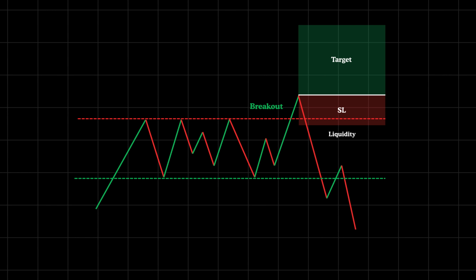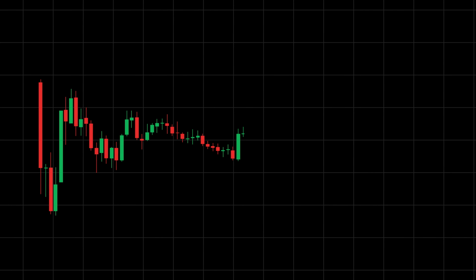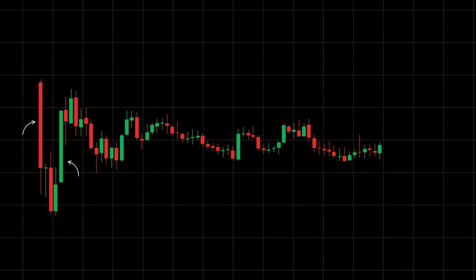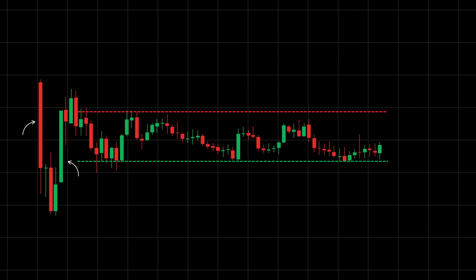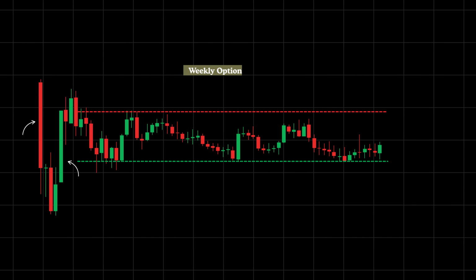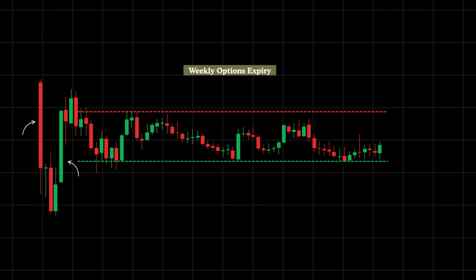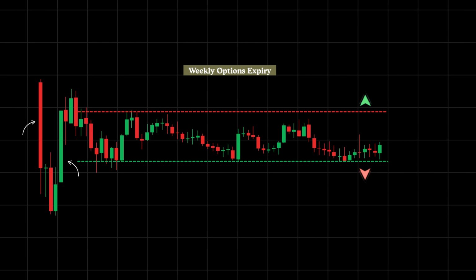and the price moves aggressively in the opposite direction to trap the retail traders and sweep their stop losses. This is a 5-minute time frame chart of Cap Nifty, where the market opens with strong momentum candles and then consolidates within a narrow range throughout the day. Since it's the weekly options expiry day for this index, many retail traders are on edge, waiting for a breakout in either direction.